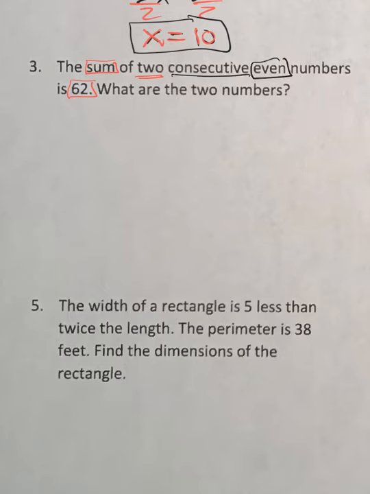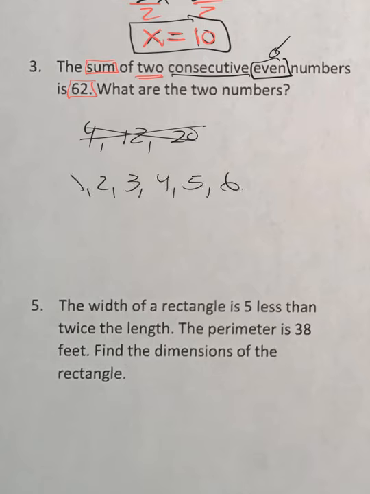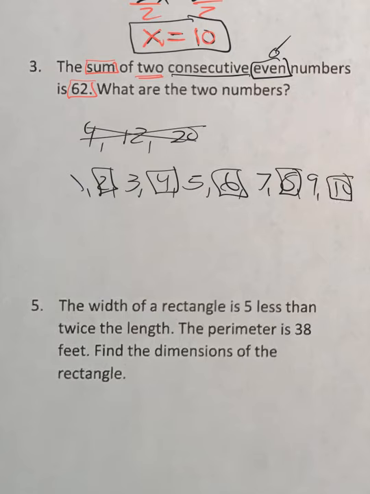So what does it mean to be even numbers and consecutive? So 4 and 12 and 20 are even numbers, but they are not consecutive. Consecutive means one even number after the other. So we've got 1, 2, 3, 4, 5, 6, 7, 8, 9, 10, etc. 2 is even, and 4 is even, and 6 is even, and 8 is even, and 10 is even. So those are your consecutive even numbers. So we have to skip the odd ones, right? So we're only talking about the even ones.